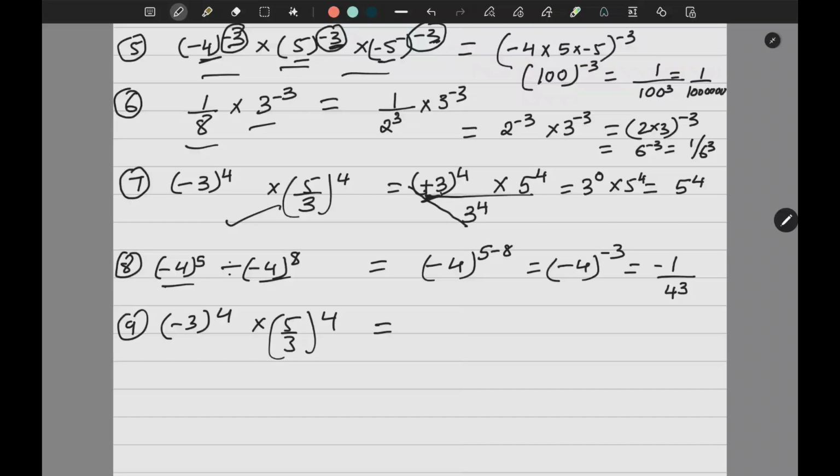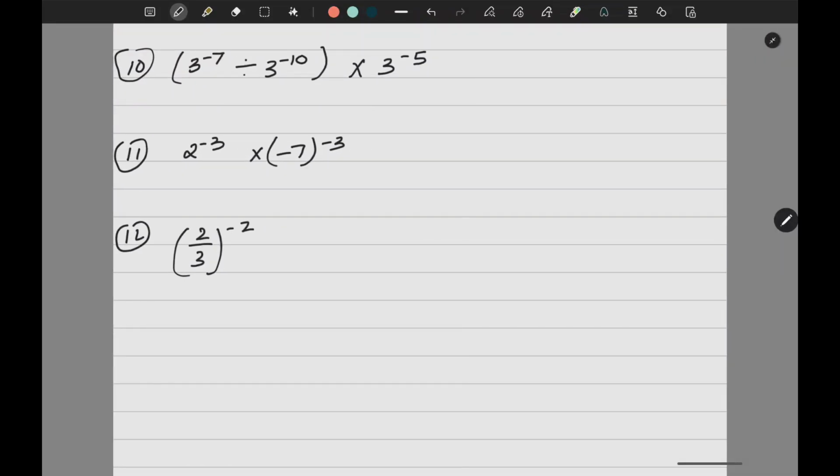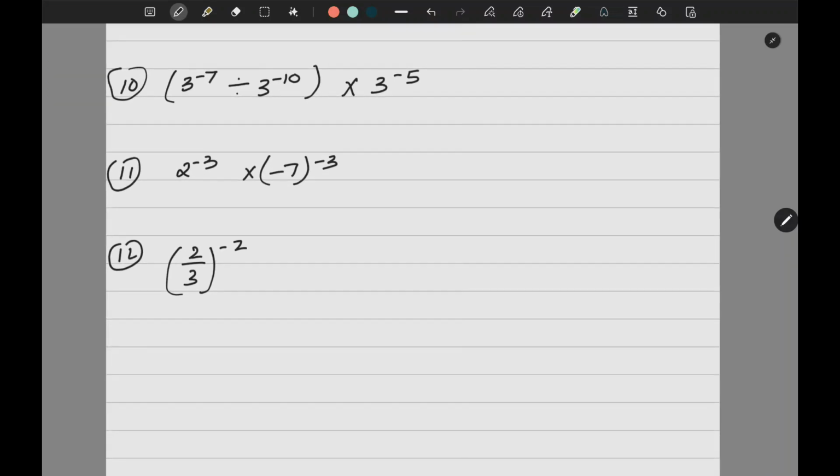So let's see another set of questions. Exponents means you have to do more and more practice. It is easy, but it requires practice to avoid mistakes.